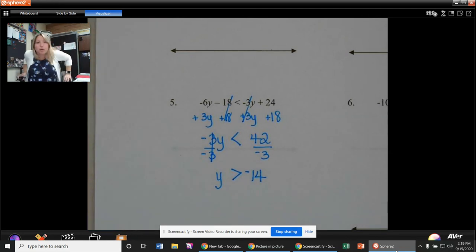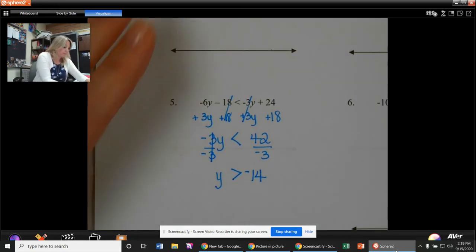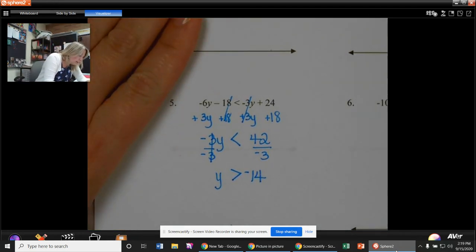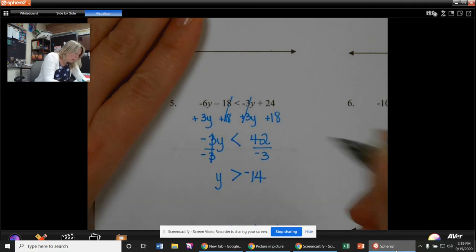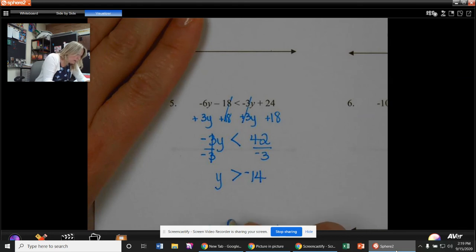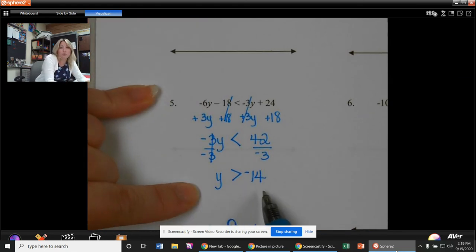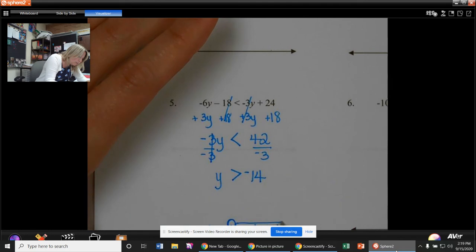I just had a slight brain fart, so I wanted to double check myself. Negative 14 goes in the middle. My larger numbers on the right, my lesser numbers on the left. Negative 14, open circle over that negative 14. Y is greater than negative 14, so cover all the things that are bigger than negative 14.